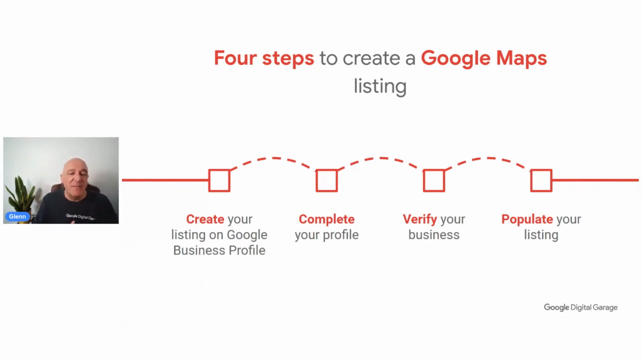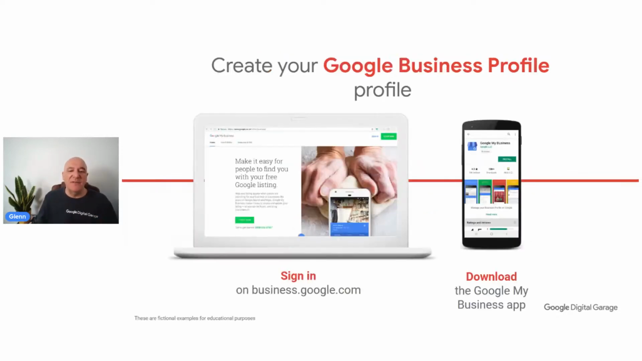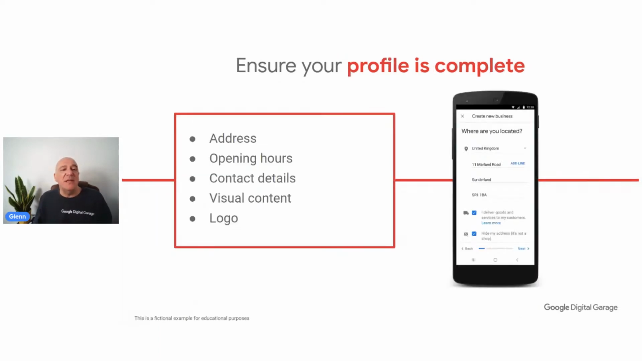So you complete your profile, you verify your business, and then you're going to populate your listing. So as I've mentioned, you can go to business.google.com, but also just use search and find your business via the search engine. As I've mentioned, the Google My Business app, as it was once called, is no longer available. So let's get back to looking at the important part of this, our profile.